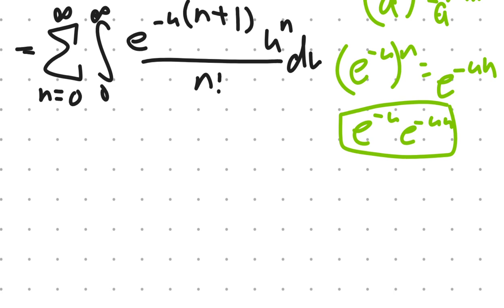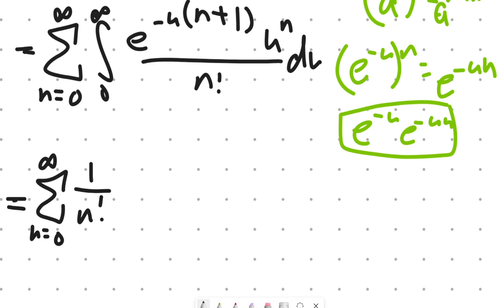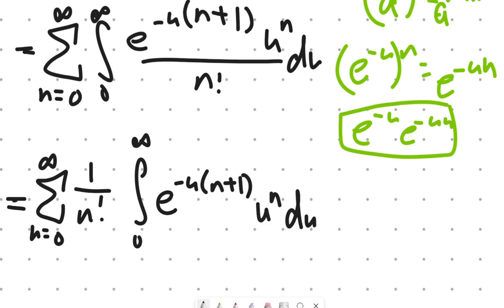Now we are talking about an integral, and the integral has n factorial as a constant, and the constant can be outside of the integral through the integral formula statement. So we can put the n factorial outside, but not outside of the summation, because the summation has the n inside as an index. So we just have to write down the summation n equal to 0 to infinity of 1 over n factorial times the integral from 0 to infinity of e to the negative u times n plus 1, times u to the n du.